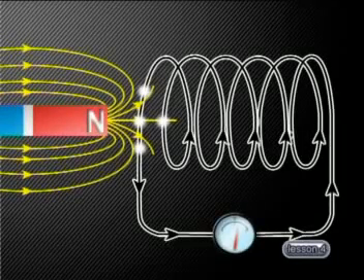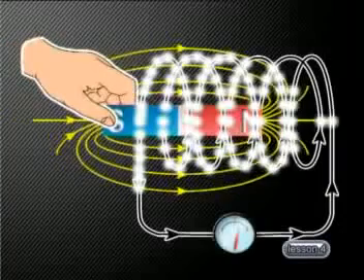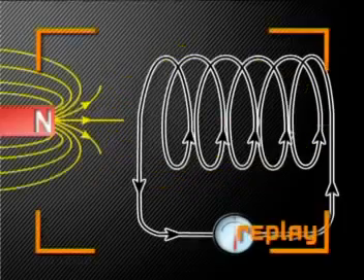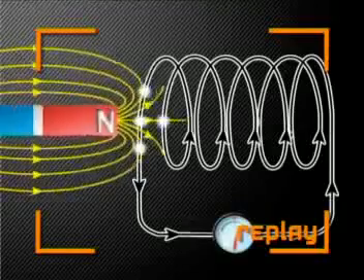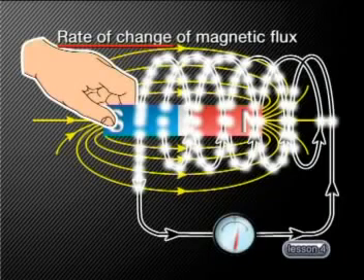Watch what happens when a magnet moves relative to the coil. When the magnet enters the coil, the field lines only cut through a small area of the coil, meaning that there is a small magnetic flux cutting through the coil. But as the magnet moves further into the coil, the area increases, which means that the magnetic flux has increased. So there has been a change in magnetic flux.